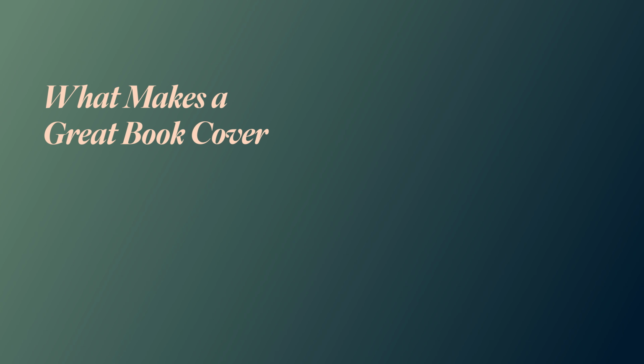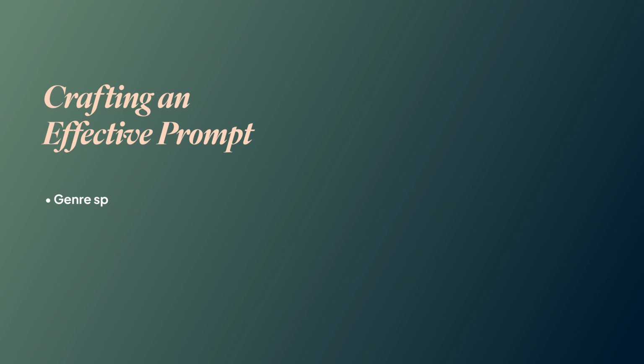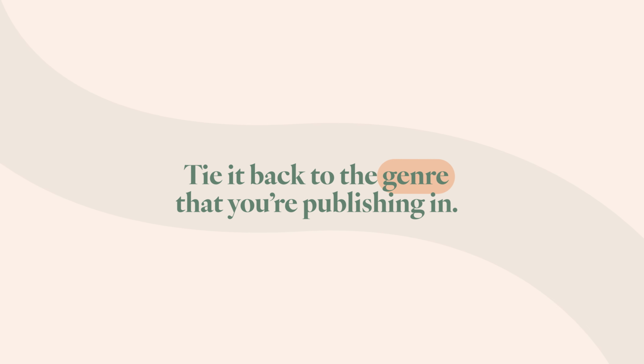A couple other things to keep in mind here. You want your book cover to instantly communicate the genre that you're writing in. Any text and primary imagery has to be legible at thumbnail size, because remember, when people are scrolling Amazon, it's very small. And when you're crafting an effective prompt, think about the genre that you're in. Thriller, romance, fantasy, business, whatever, color palette. What is going to go best with the topic that you're working with? Compositional elements. Are there things that you want centered? Do you want it to be symmetrical or asymmetrical? Minimalist versus maximalist. So again, tie it back to the genre that you are publishing in.